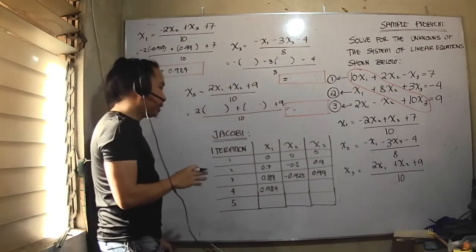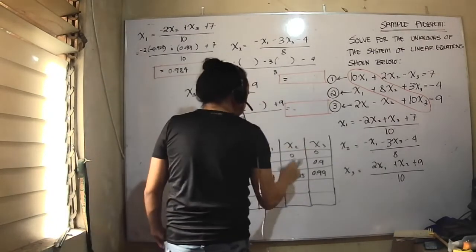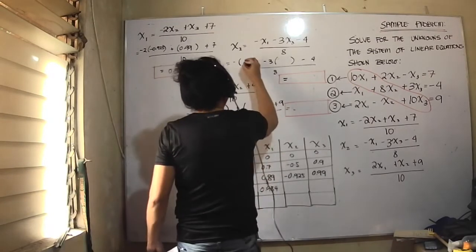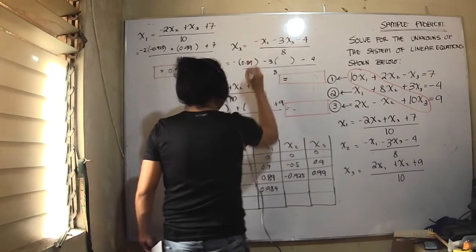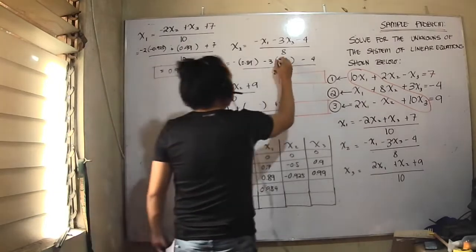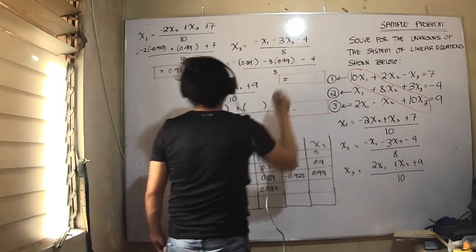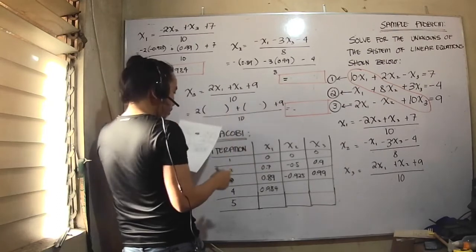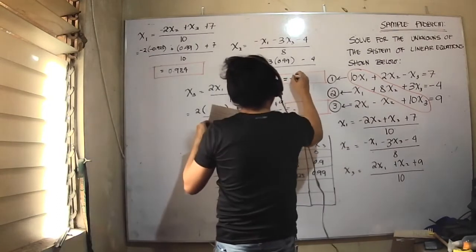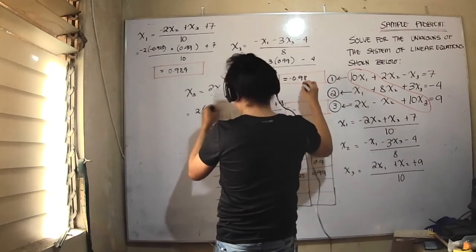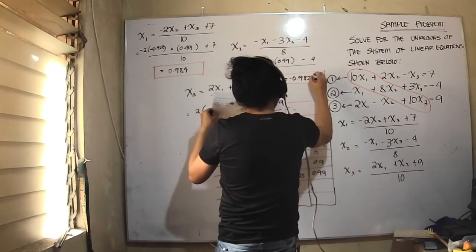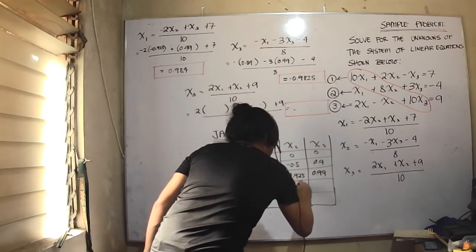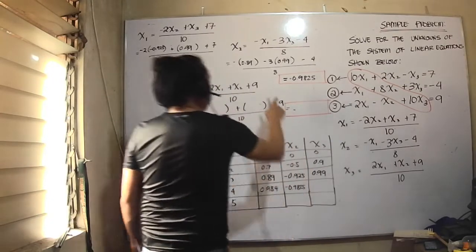For x2 now, we use these values again. x1 is equal to 0.89, and 0.99. Plug in and we get negative 0.9825. Okay. Negative 0.9825.